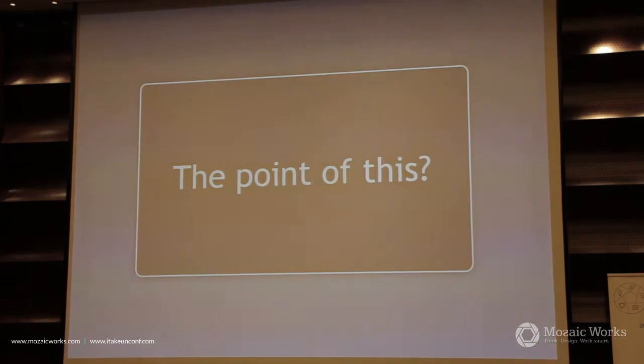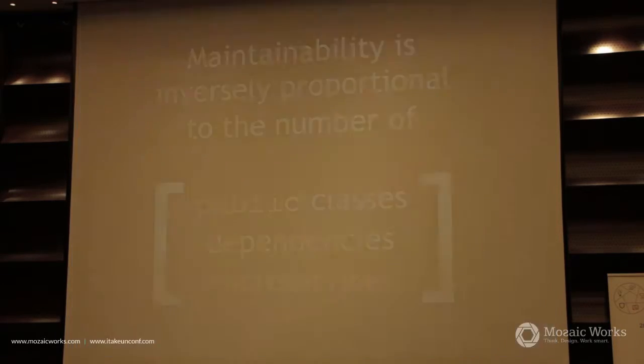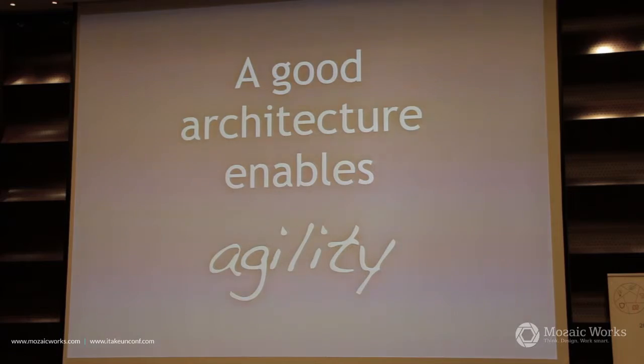Oh yes, what's the point of all this? Right, let's wrap up. The maintainability of a system is basically inversely proportional to the number of stuff you have. Public classes, dependencies, and I think microservices. I can see a lot of people adopting a microservices style architecture and failing with it horribly because they're just going to create this horrible rat's nest, this distributed big ball of mud essentially. A good architecture enables agility. Right? So if you need to adapt and flex and change your system rapidly, a good architecture lets you do that.